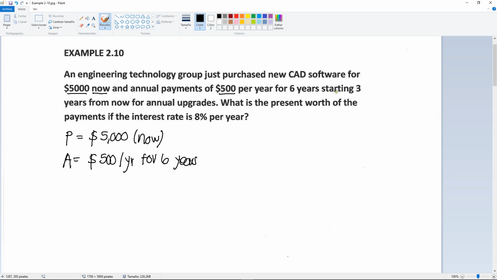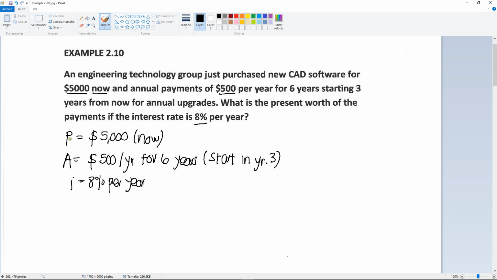But it says that it starts 3 years from now. So that means that it's going to start in year 3. What else do we have? We have the interest. So my I is 8% per year. And what is it that we're looking for? The present worth of all the payments.